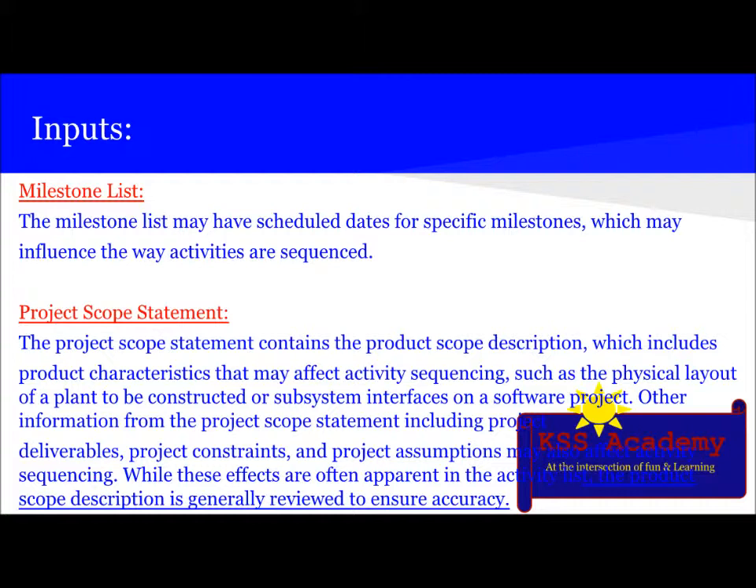The project scope statement contains the product scope description, which includes product characteristics that may affect activity sequencing, such as the physical layout of a plant to be constructed or subsystem interfaces on a software project. Other information from the project scope statement, including project deliverables, project constraints, and project assumptions, may also affect activity sequencing. While these effects are often apparent in the activity list, the product scope description is generally reviewed to ensure accuracy.